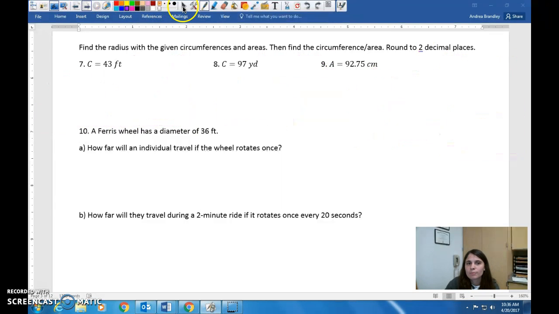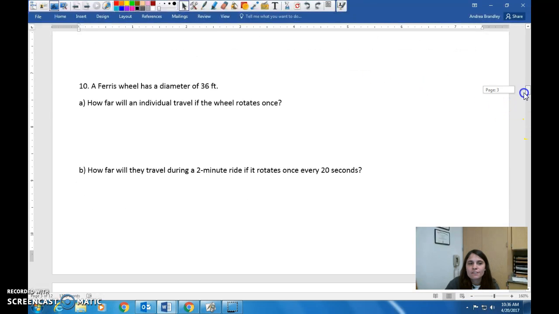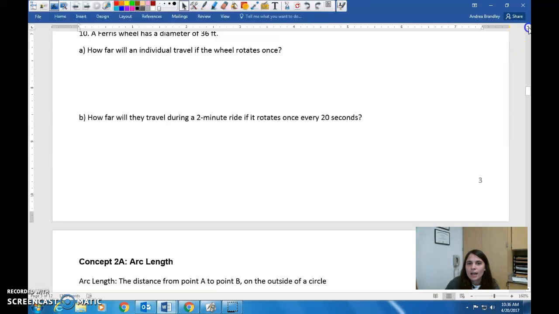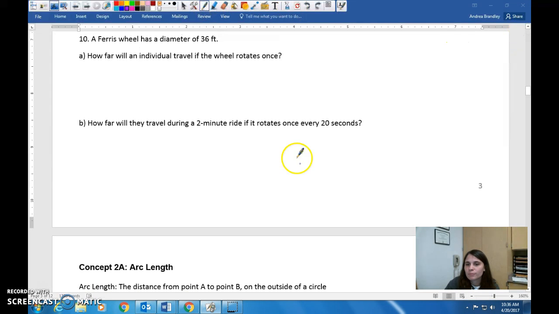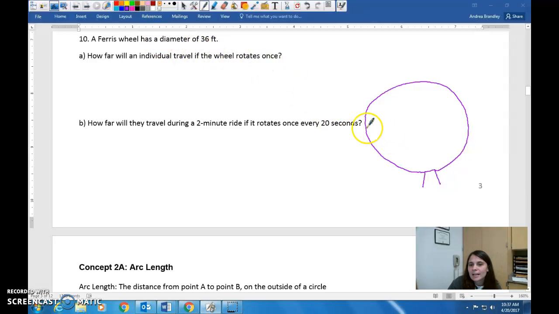The last thing I want to talk about in this video is just a little bit of an application problem. So we're looking at a Ferris wheel. And I'm going to draw a Ferris wheel, but I'm not a great artist, so we're just going to use a circle. So here's my Ferris wheel. And it says the Ferris wheel has a diameter of 36 feet. So the measure across here is 36 feet. Well, in my mind, as soon as it tells me the diameter, I think, okay, well, the radius is half the diameter. So half of 36 is 18 feet.